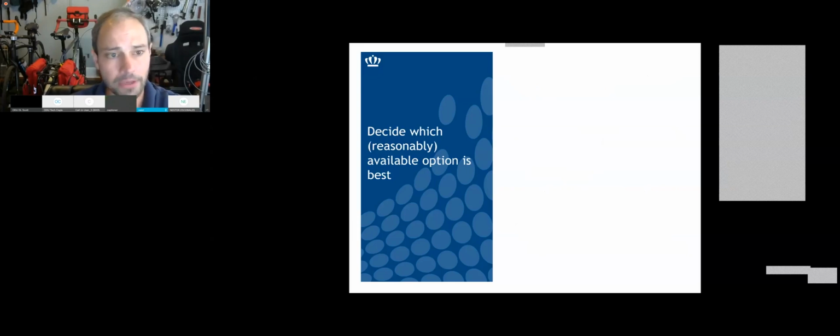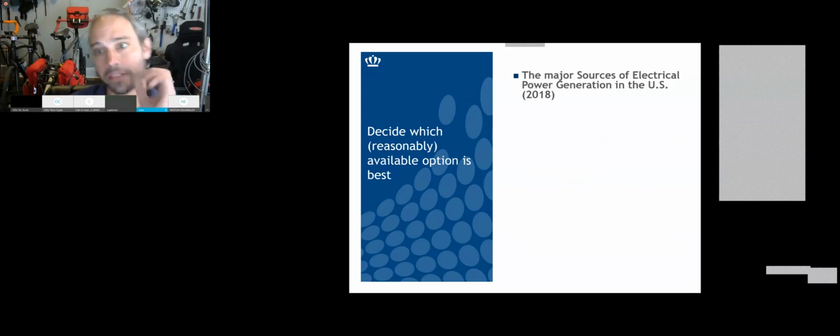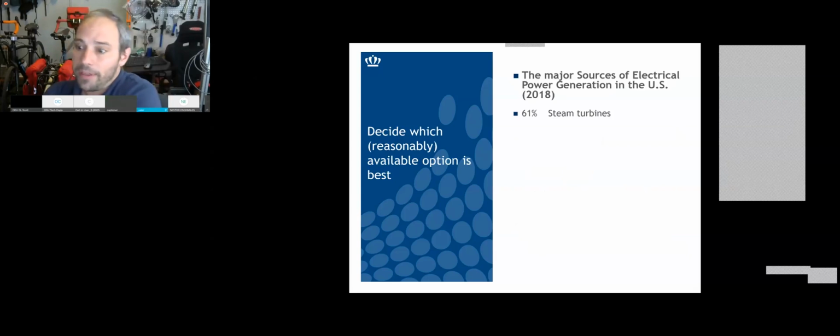So right now, the most reasonable options, let's look at the major sources of electrical power generation in the US in 2018. So this is for electrical power generation, like for cities and buildings and just keeping the lights on, right? 61% of that was steam turbines, steam power plants. That's a whole lot, right? That's a huge amount. So they are the bulk of it.